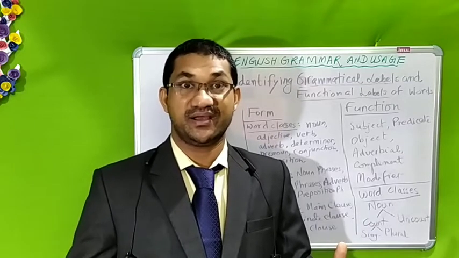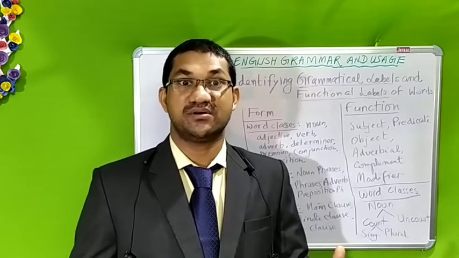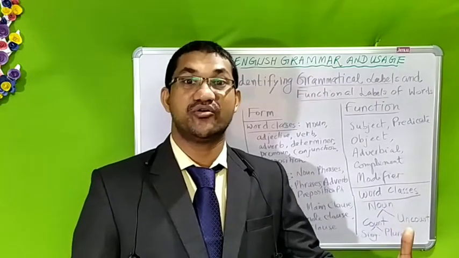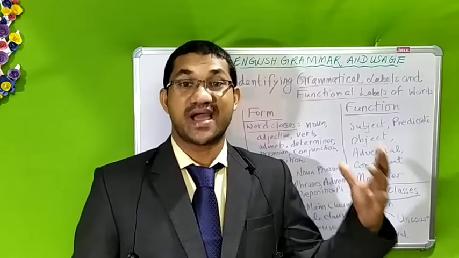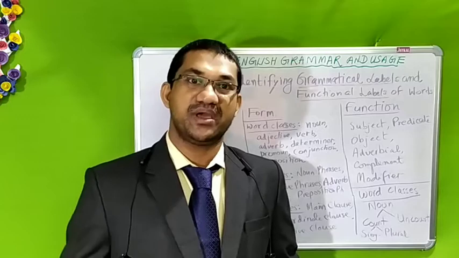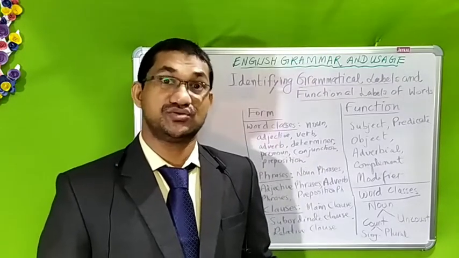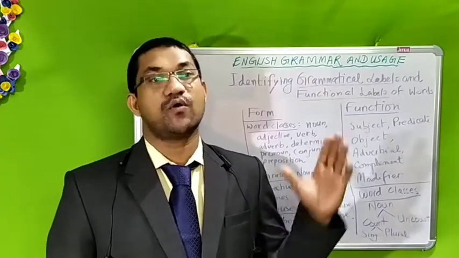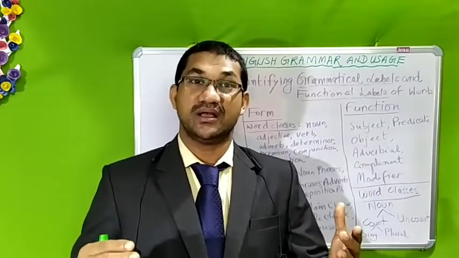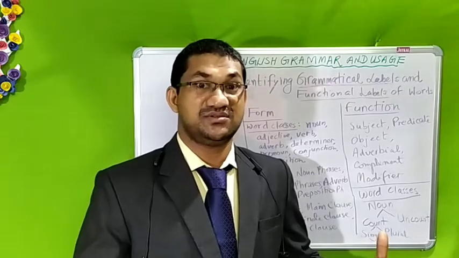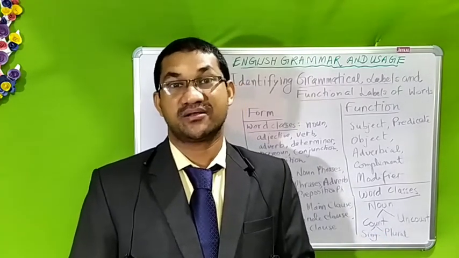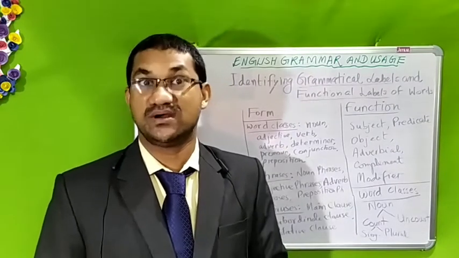Okay, verbs are divided again into main verbs and auxiliary verbs, and we are looking deep into the categories, functions, and characteristics of all these word classes. That is from page number 21 of section 2 of module 1 of the course book English Grammar and Usage. We are looking into the details of the categories, functions, and characteristics of the word classes.